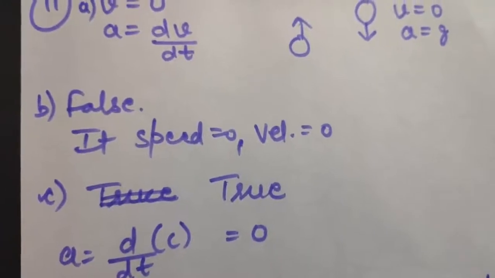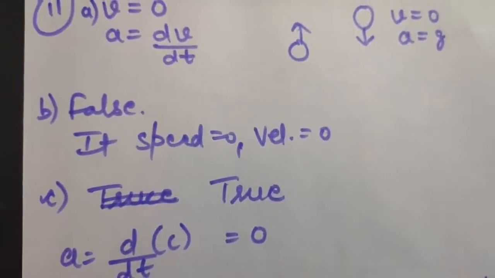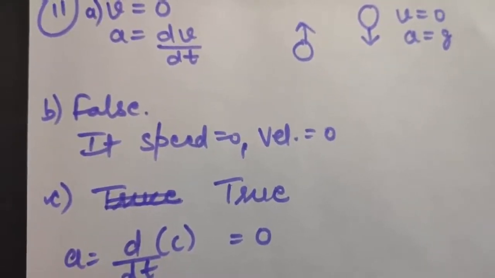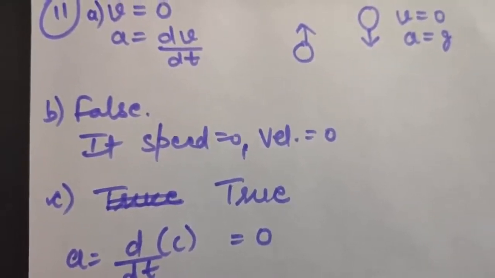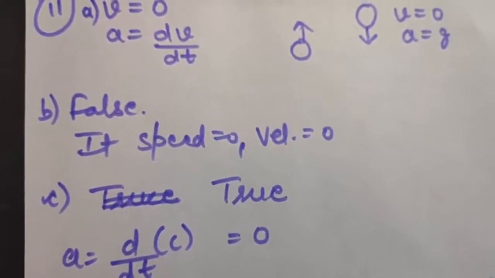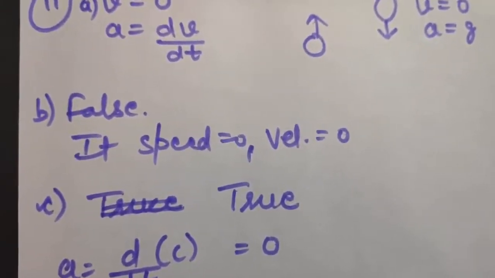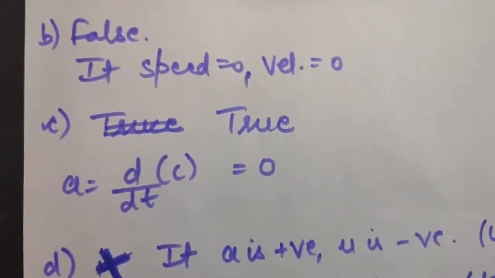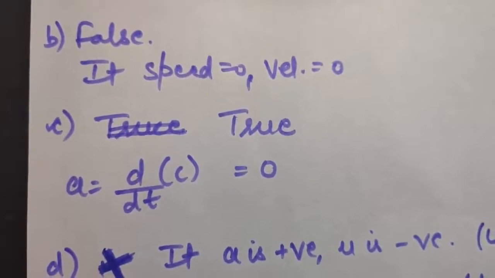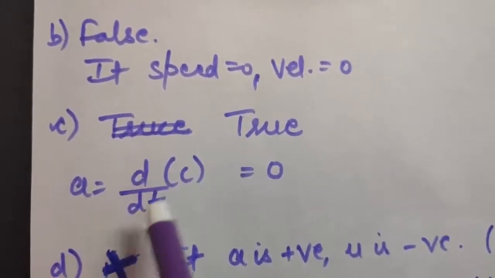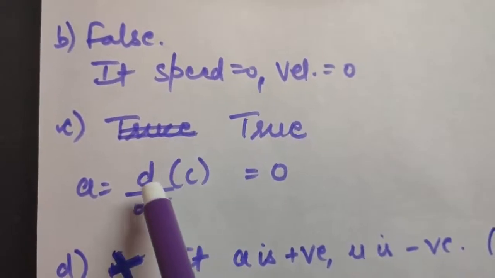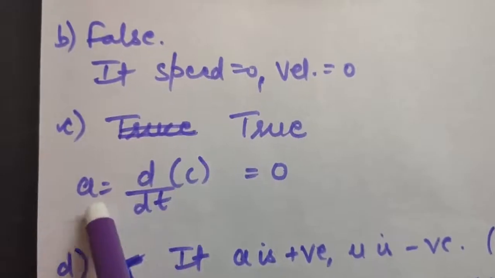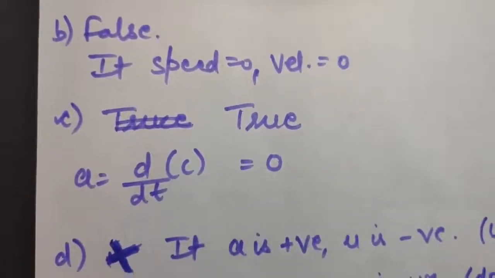B part says, an object with zero speed may have non-zero velocity. This is false, because if speed is zero, velocity will obviously be zero, because the magnitude of velocity and speed are always the same. If the magnitude of speed is zero, then velocity will also be zero. C part says, an object with constant speed must have zero acceleration. Again, it is true, because as you know, a is dv by dt. If velocity is constant, and you know the derivative of a constant is always zero, so acceleration will always come to be zero.